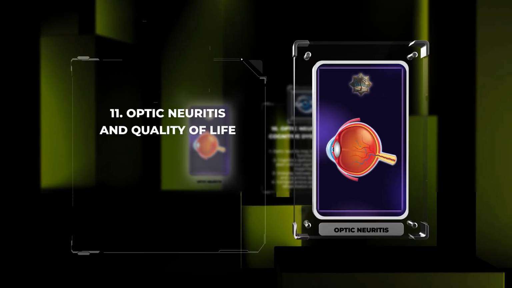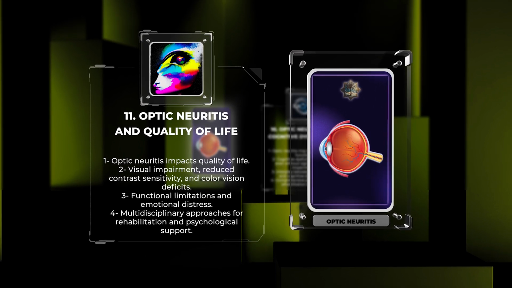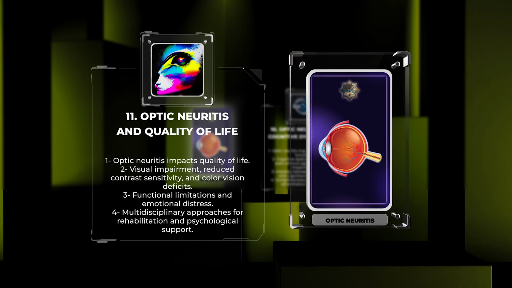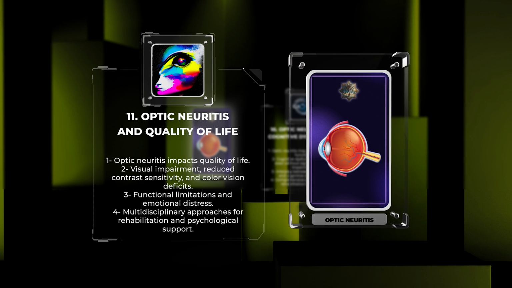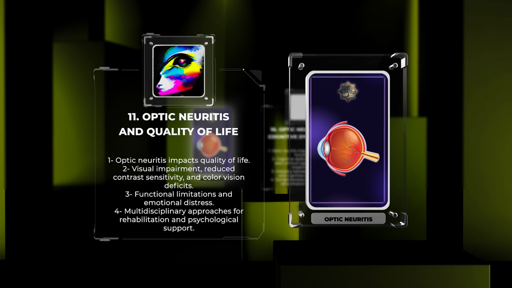Optic neuritis can have a significant impact on an individual's quality of life, affecting daily activities, social interactions, and emotional well-being. Visual impairment, reduced contrast sensitivity, and color vision deficits can lead to functional limitations and emotional distress. Evaluating and addressing the psychosocial aspects of optic neuritis through multidisciplinary approaches, including rehabilitation and psychological support, can improve overall patient outcomes and quality of life.